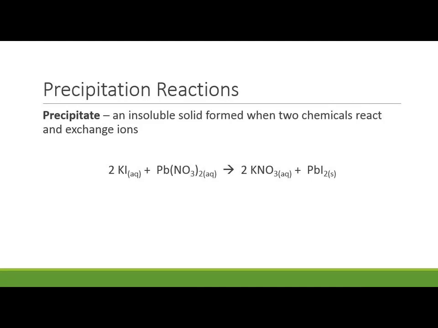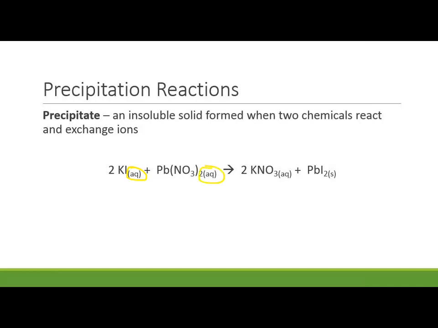Okay, so now that we've actually looked at solubility, we can understand why some things will precipitate out of solution. Remember, we've mentioned this previously, but a precipitate is an insoluble solid that's formed when you react two chemicals, they exchange ions, and then you end up getting something that won't dissolve in water. So here's an example. Notice that on the left-hand side of our arrow we have potassium iodide that's aqueous and lead nitrate that's aqueous. So those will both dissolve nicely in water.